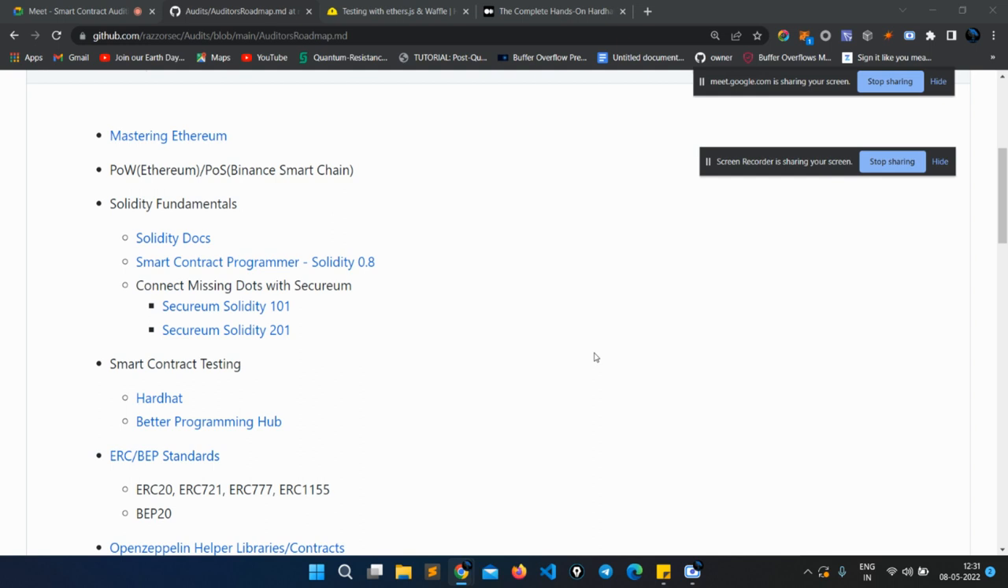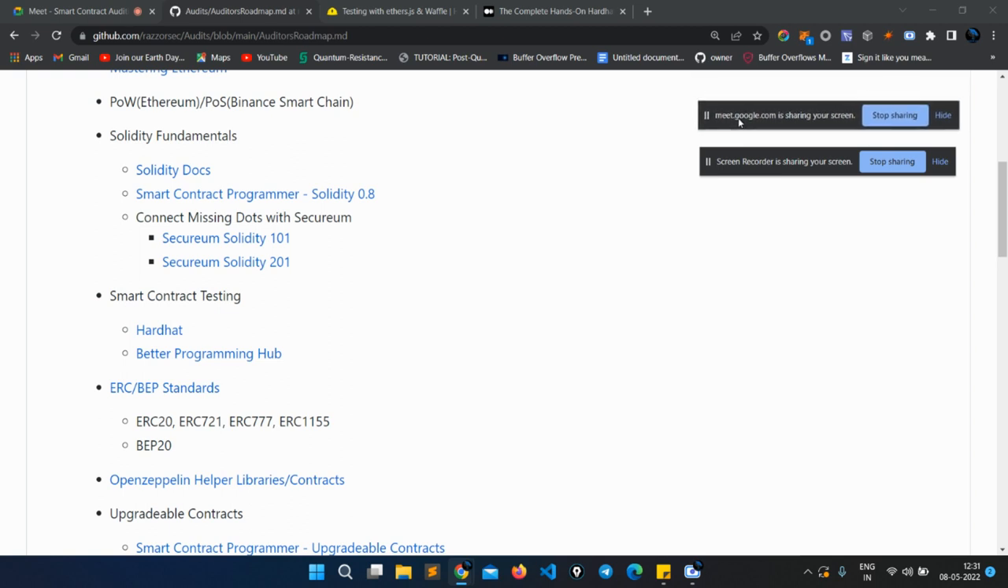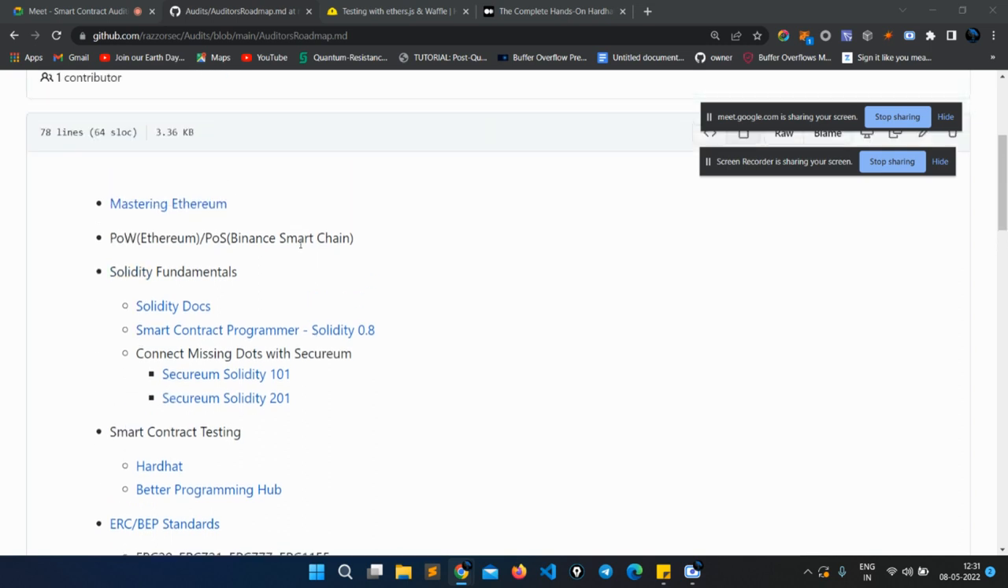So now we are supposed to grow with the required things. What else is required to be a smart contract writer? Or when you get your first job, what will they be expecting from you? The other thing is to have knowledge of ERC standards, ERC, as we have started with Binance as well.